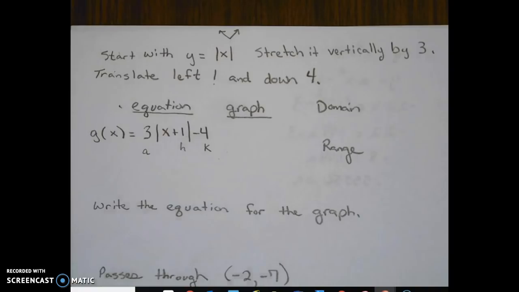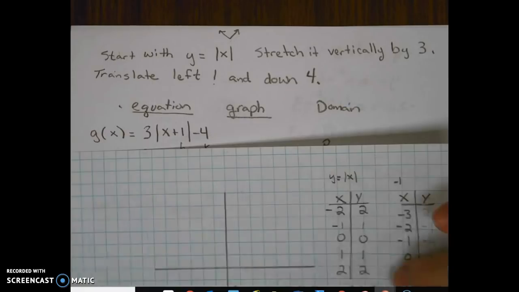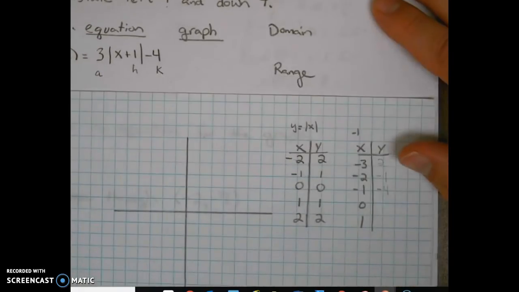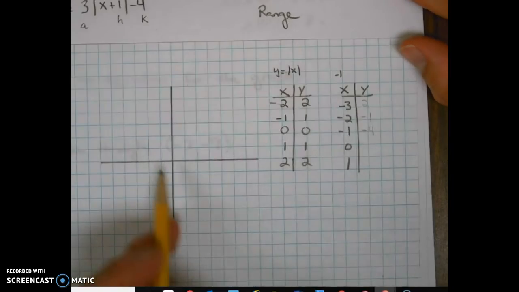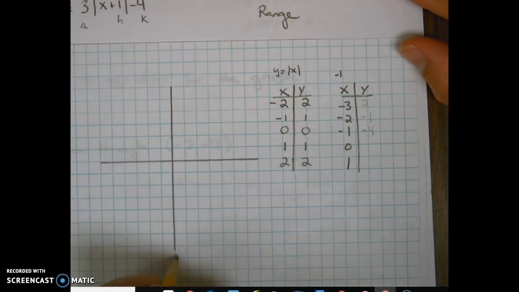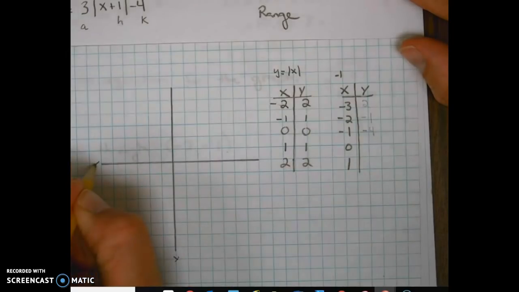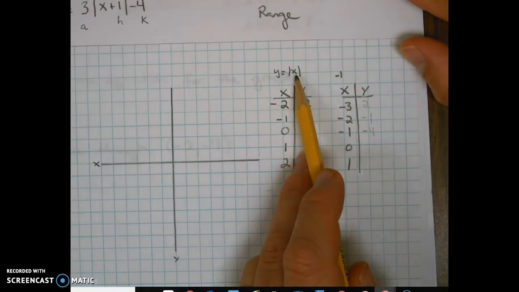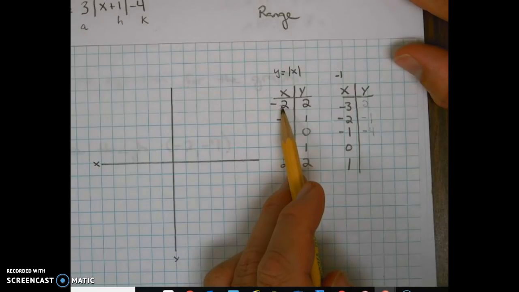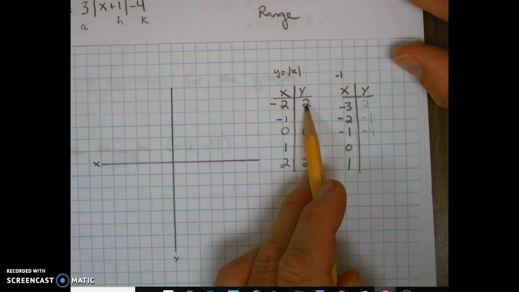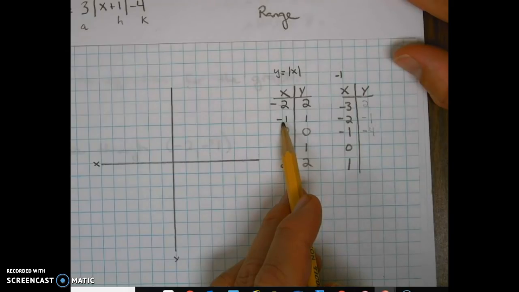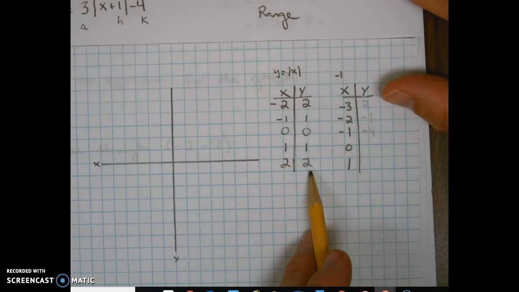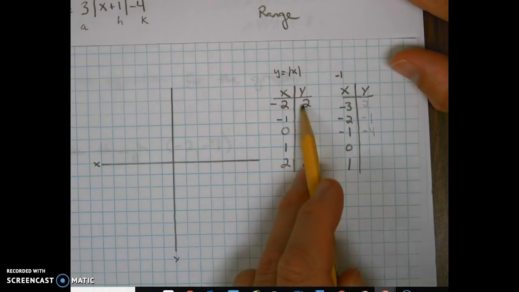So in order to graph this, we're going to need some graph paper, an x and y axis. Here is our parent table. Remember that absolute value represents the distance a number is from 0. So notice that the distance -2 is from 0 is 2 units. The distance -1 is from 0 is 1 unit. So notice that these came out all to be positive, because they are distances from 0.